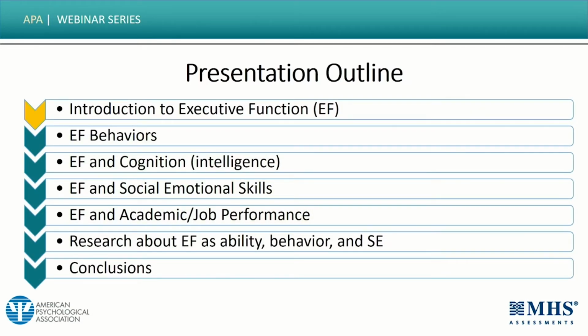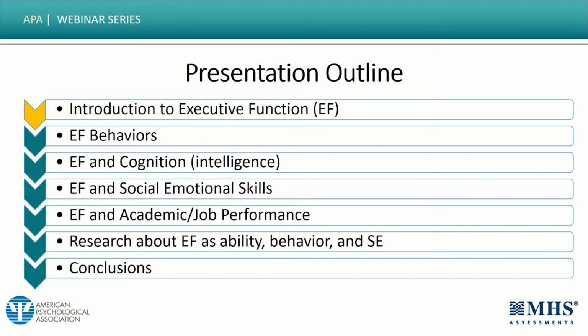We're going to begin by just getting a big picture about executive function. Then we'll look at behaviors related to executive function and how it can be assessed. Cognition or intelligence related to executive function and how it can be assessed. Social emotional skills, also a reflection of executive function. And then academic and job performance also have a foundation in the frontal lobes and executive function. And then towards the end, we'll look at research across these different areas that nicely ties together these different expressions of executive function. And then when we get to the end, we'll talk about, well, how would you manage information from different tools about these different aspects of executive function? How would you manage them in a comprehensive evaluation?